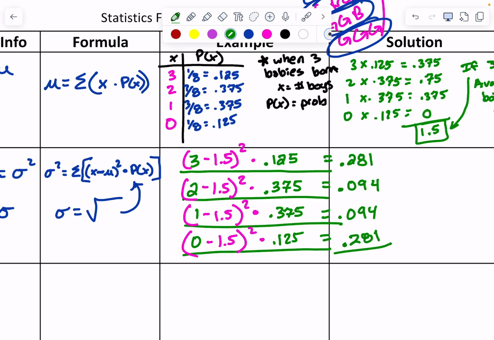How is it the same? Because the table is symmetric, right? So like 3 minus 1.5 is a positive 1.5. This is a negative 1.5, but when I square it, it's gonna end up being positive. It's a normal distribution, yes, so that's how that works, yep.